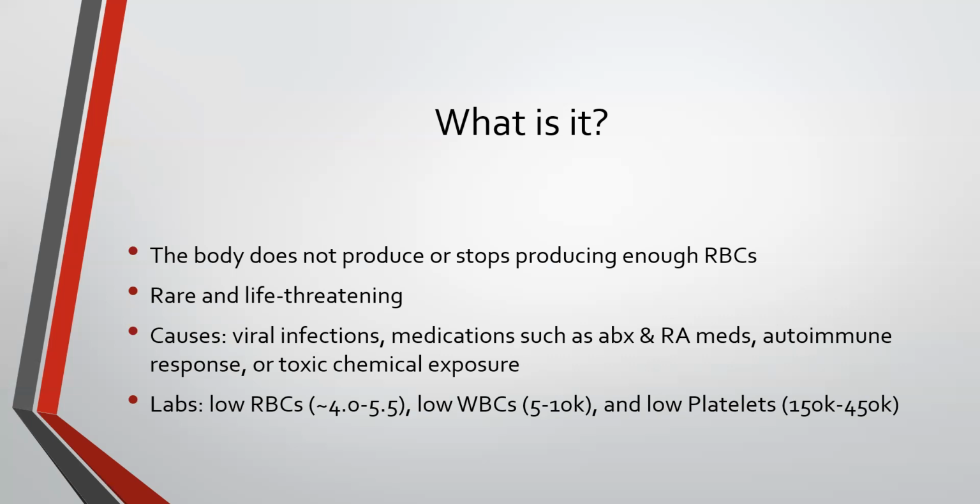Certain medications like antibiotics, rheumatoid arthritis medications, sometimes it's an autoimmune response. And if you haven't learned about autoimmune yet, autoimmune is basically where the body's own immune system attacks itself. And so oftentimes that can happen with our blood products as well. Or it could be an extensive toxic chemical exposure like pesticides, chemotherapy, radiation, etc.